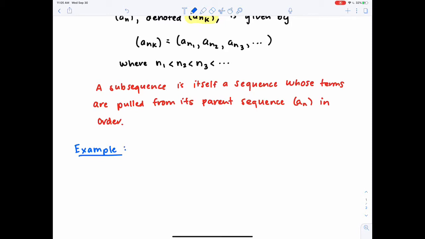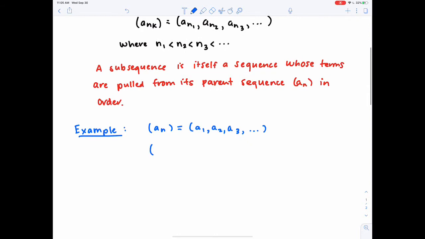So a_n, if you think about how that's denoted, it consists of a_1, a_2, a_3, all of these terms. I could define a_{n_k} to be a_1, a_4, a_7, a_10. Notice I'm picking every third term. That's one way that I might pull the values from my sequence.